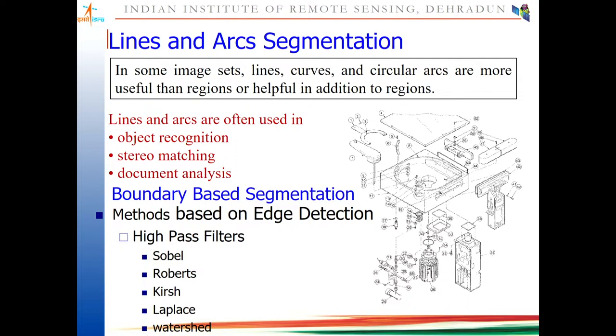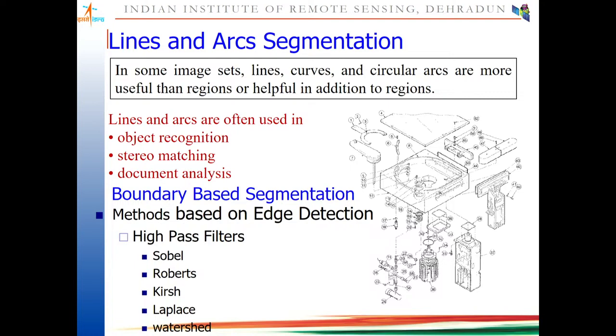Now similarly, one can also segment lines and arcs or curves. So in some images, lines, curves and circular features are more useful than regions. So lines and arcs are often used in object recognition or for stereo matching purposes. So boundary based segmentation methods are based on edge detection, that is high pass filters like Sobel, Roberts, Laplace, and watershed segmentation.